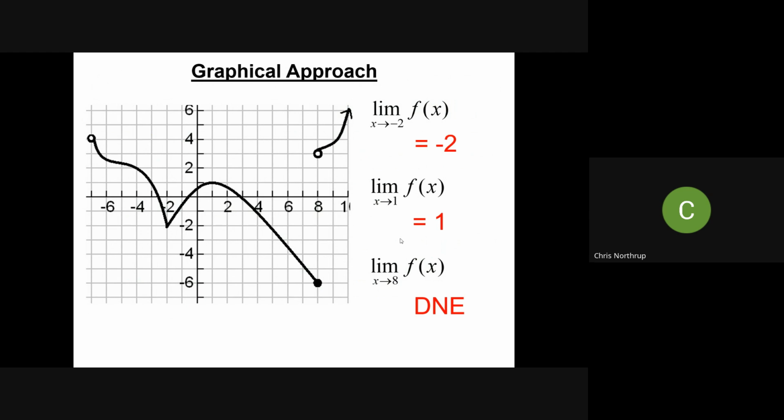Those of you who are fans of that Lindsay Lohan movie, oh, Mean Girls. Yeah, the limit does not exist.